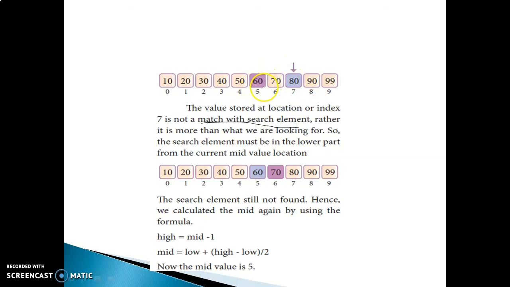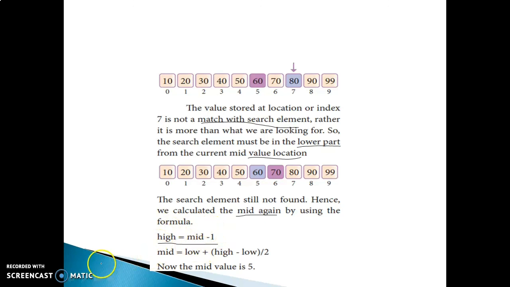Our target element is 60 and our mid element is 80. So 80 is greater than the target value. So the search element must be in the lower part, from the current mid value location. That's why we start searching on the left side. The search element is still not found, hence we calculate the mid again. We change the high value to mid minus 1.